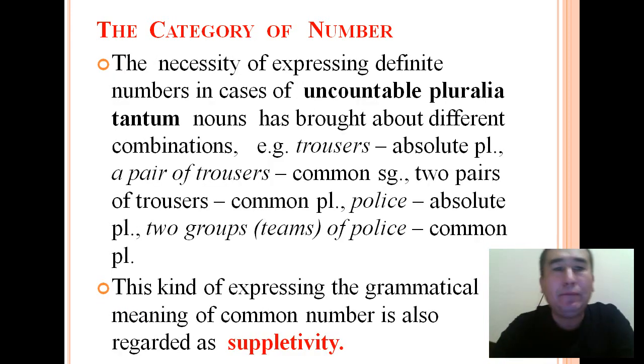The necessity of expressing definite numbers in cases of uncountable pluralia tantum nouns has brought about different combinations. For example, trousers, absolute plural, a pair of trousers, two pairs of trousers; police, absolute plural, two groups of police, common plural. This kind of expressing the grammatical meaning of common number is also regarded as suppletivity.